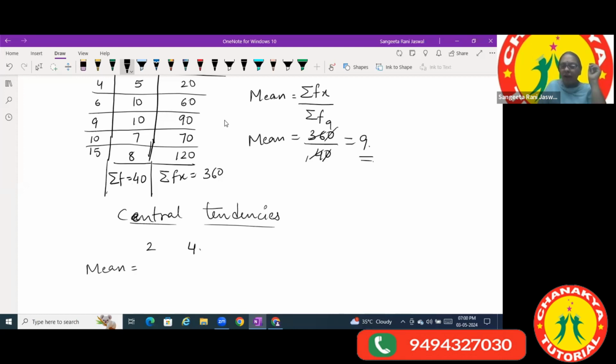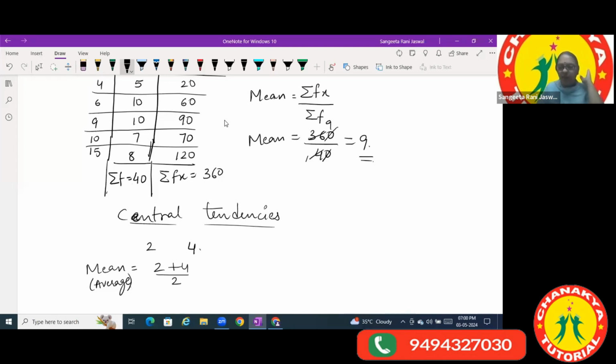I will add 2 and 4. Mean means to find the middle value. I will add these values and divide by 2. Why divide by 2? Because these are two numbers that I'm adding. So mean is what actually? It's average. You must have heard the word average.